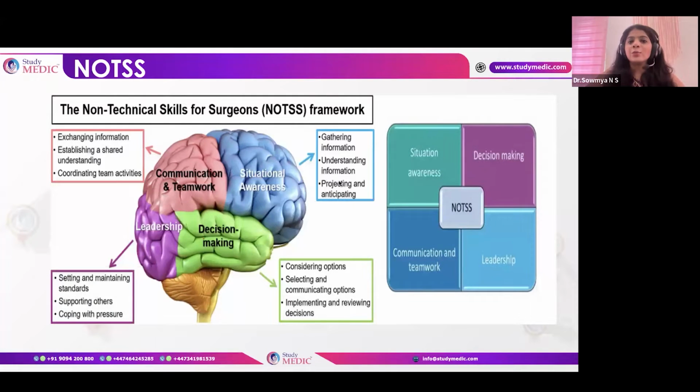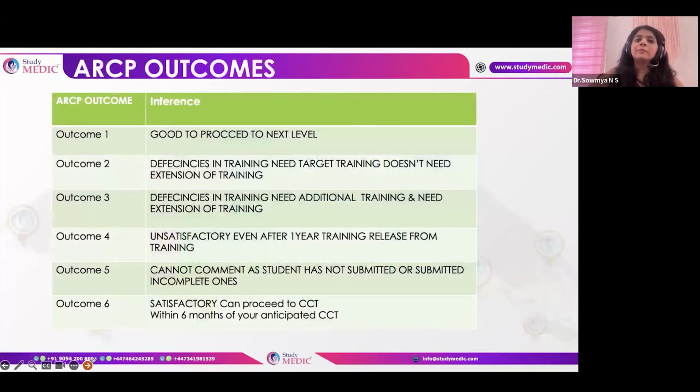So this is given huge importance in the e-portfolio. You guys need to know, because if you have poor NOTS they would straight away give an outcome of 3, which I would talk about in a while. Okay, perfect, guys. Let's move on.